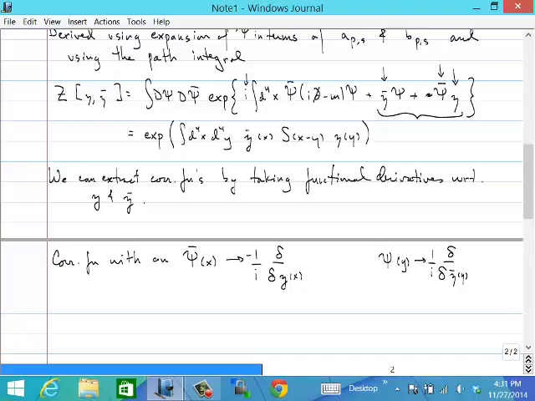And then we have a 1 over i d by dJ of z1 and a d by dJ of z2, all acting on the generating function.